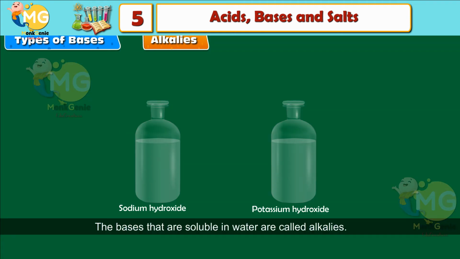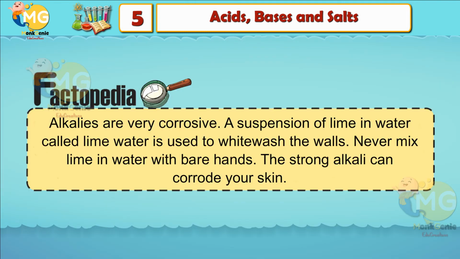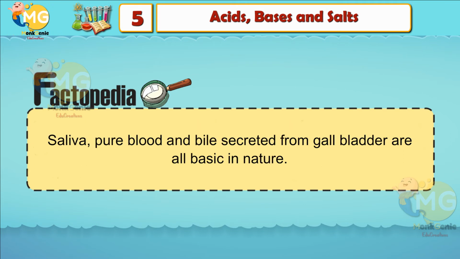Alkalis. The bases that are soluble in water are called alkalis. For example, sodium hydroxide, potassium hydroxide, etc. Factopedia. Alkalis are very corrosive. A suspension of lime in water called lime water is used to whitewash the walls. Never mix lime in water with bare hands. The strong alkali can corrode your skin. Factopedia. Saliva, pure blood and bile secreted from the gallbladder are all basic in nature.